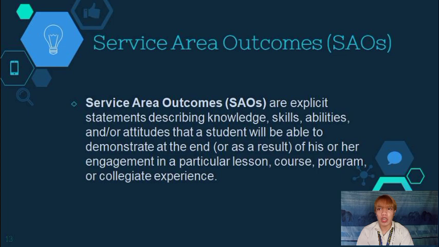And then we have service area outcomes or the SAOs. These are explicit statements describing knowledge, skills, abilities, and or attitudes that a student will be able to demonstrate at the end or as a result of his or her engagement in a particular lesson, course, program, or collegiate experience. A service area outcome or SAO is a statement about what a client will experience, receive, or know as a result of a given service. A client can be anyone receiving a service including students, faculty, staff, and community members.